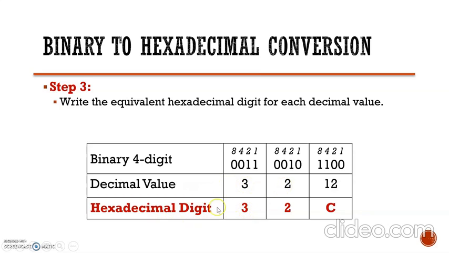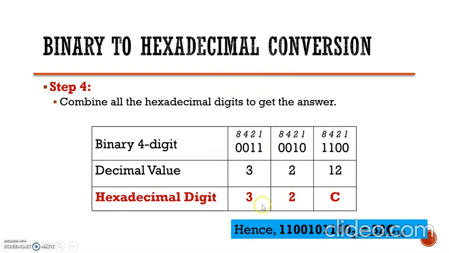For decimal value 2, the hexadecimal digit is also 2, but for decimal value 12, we replace that with the hexadecimal symbol C, right? Remember 10 is represented by A, so 12 is represented by C. Now we have the third row, hexadecimal digits 3 to C, and the next step is just to take the hexadecimal digits from left to right, 3 to C as the answer. So write this answer here. Hence the number given to us just now is equal to 3 to C base 16.